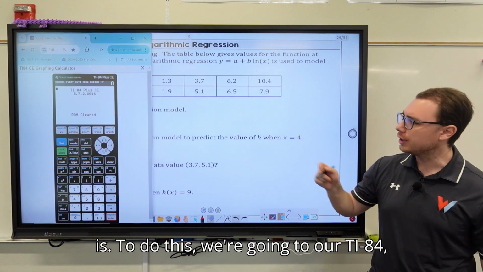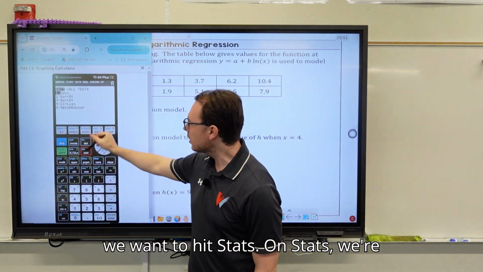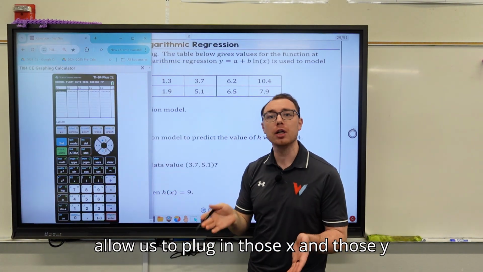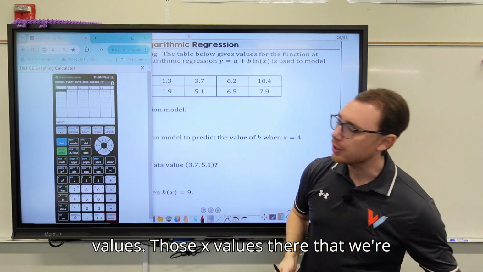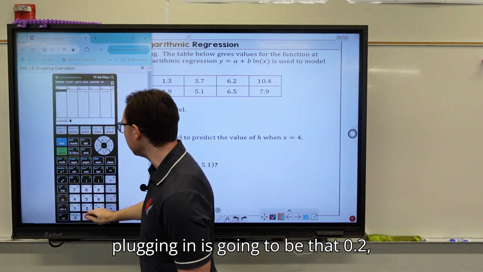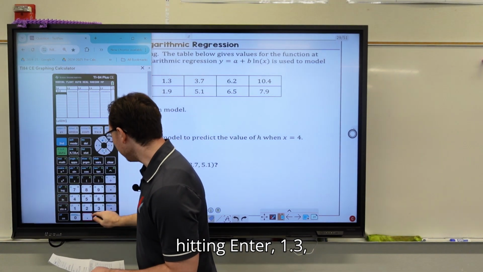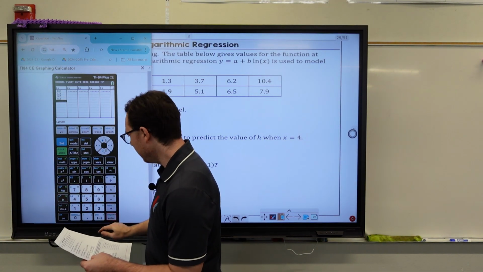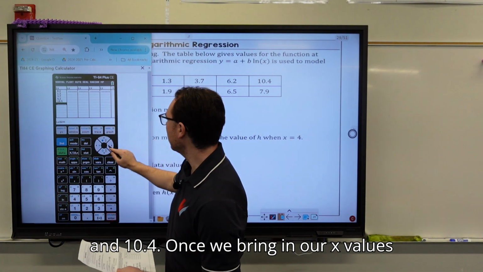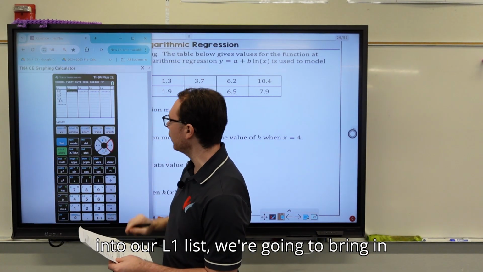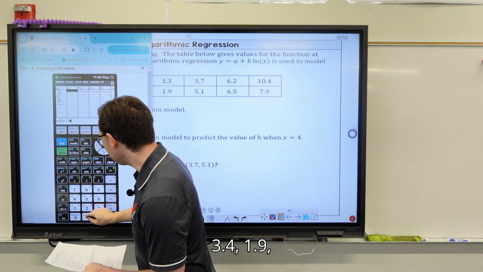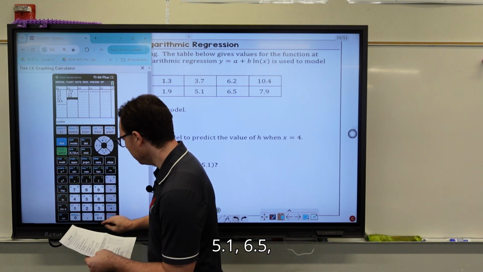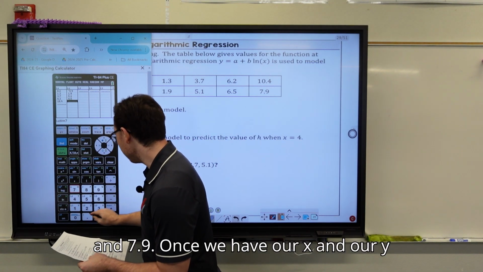To do this, we're going to our TI-84. We want to hit stats. On stats, we're going to hit that first option for edit. This first option, edit, is going to allow us to plug in those x and those y values. Those x values there that we're plugging in are going to be 0.2, hitting enter, 1.3, 3.7, 6.2, and 10.4. Once we bring in our x values into our L1 list, we're going to bring in those y values in our L2 list: negative 3.4, 1.9, 5.1, 6.5, and 7.9.